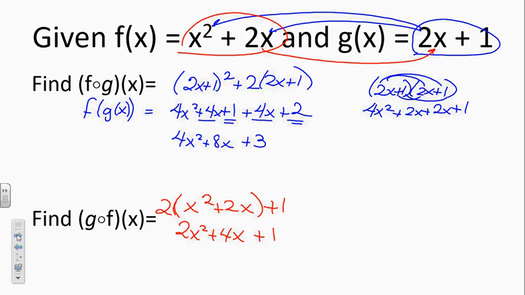What questions do you have about composition of functions? If I told you to find g composed with f of negative 2, what would you do? Yeah, plug it in. Compose them first, in that order, and then plug negative 2 in everywhere you see x.